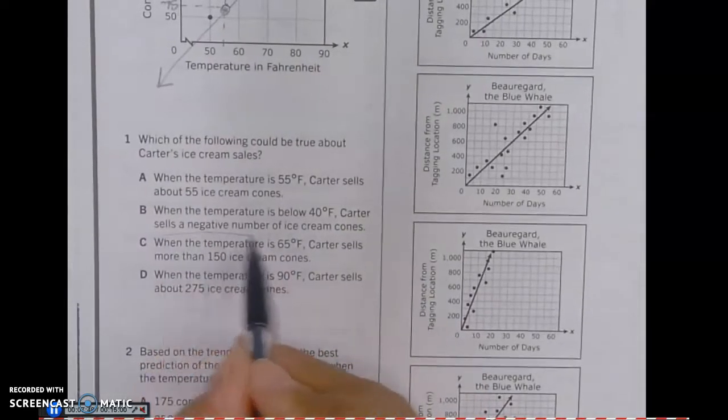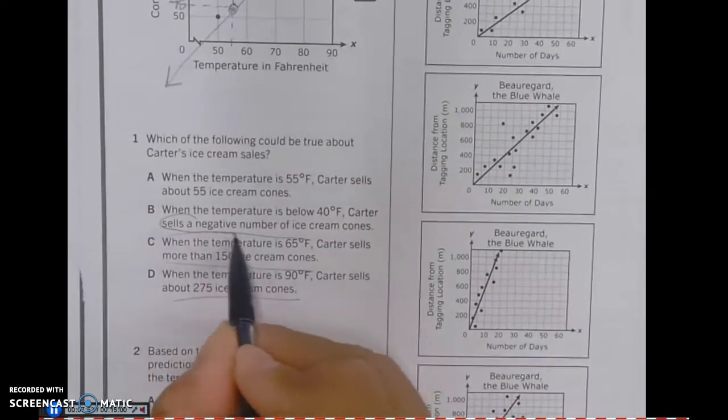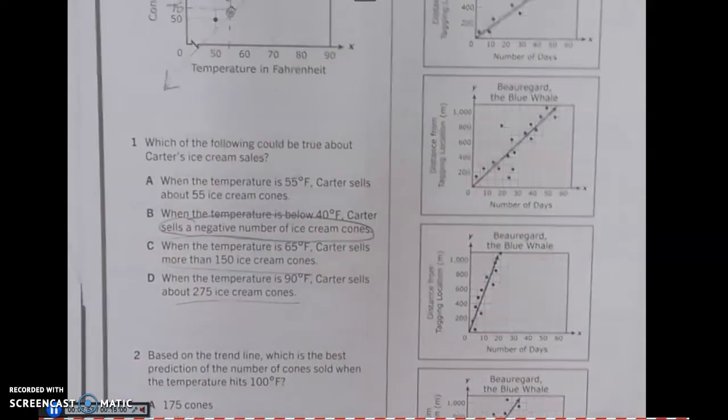So I need to read through each of these to see which one makes sense. Also, we can't sell a negative number of ice cream cones, so that should rule out that answer completely.